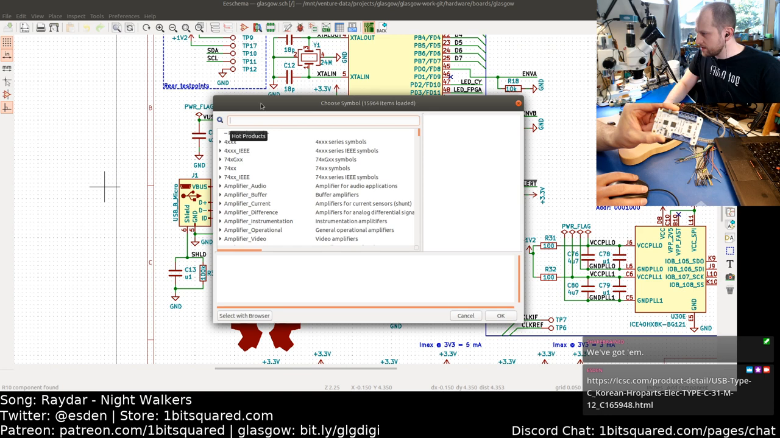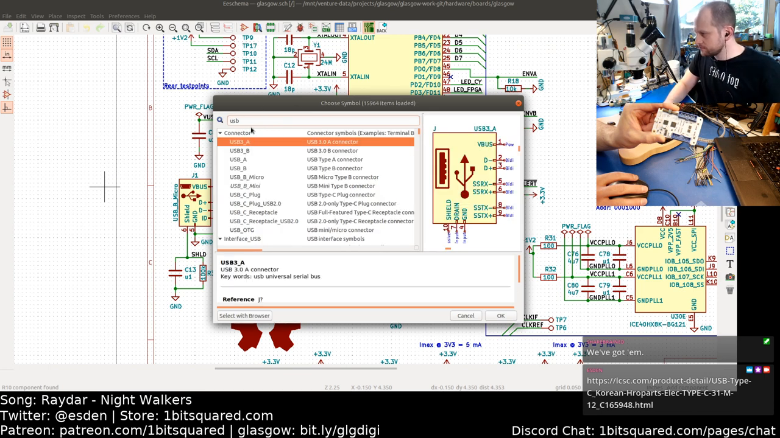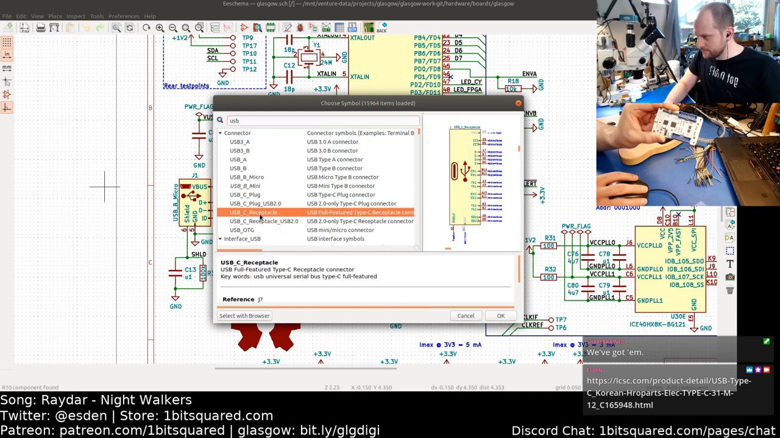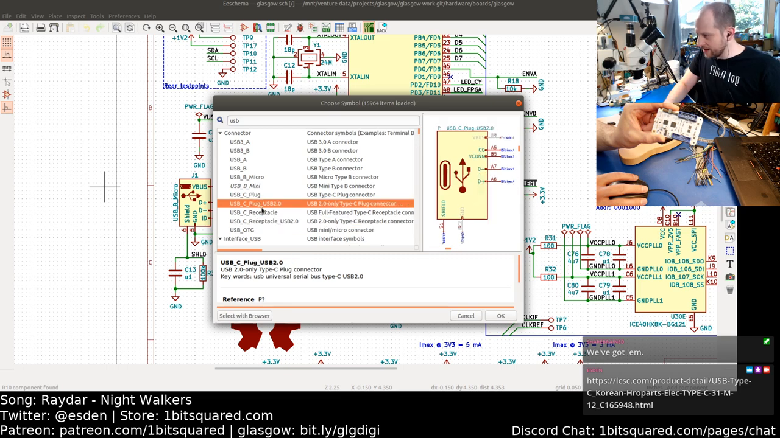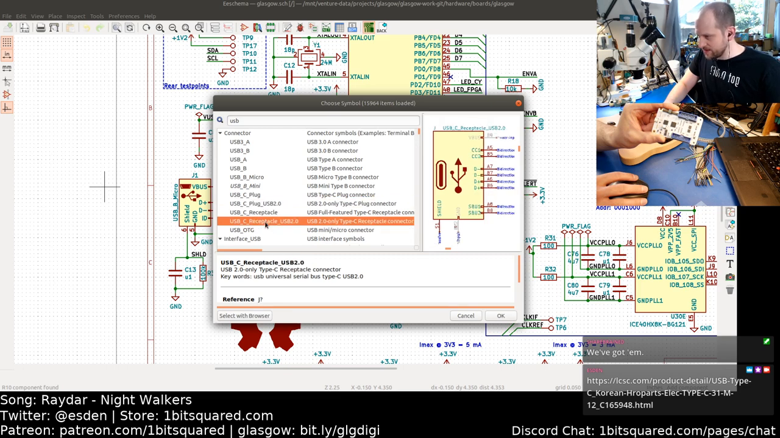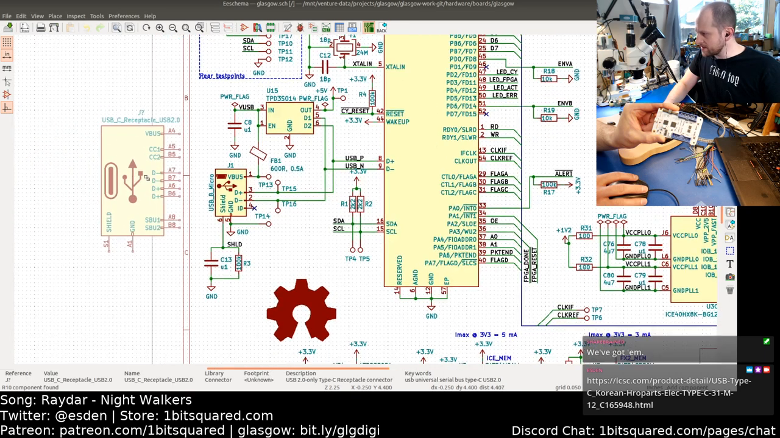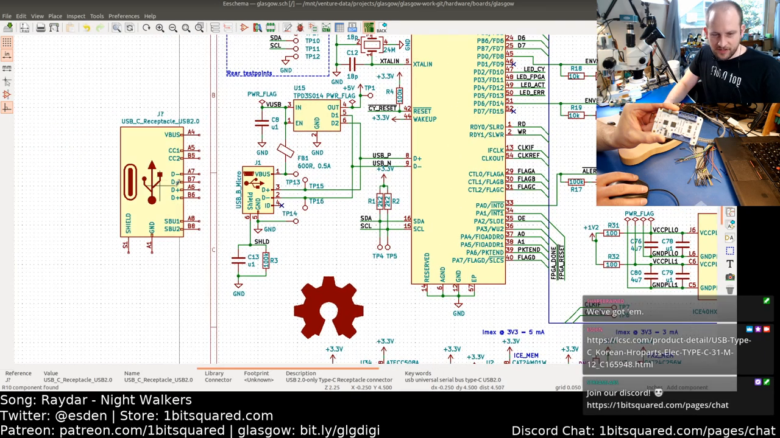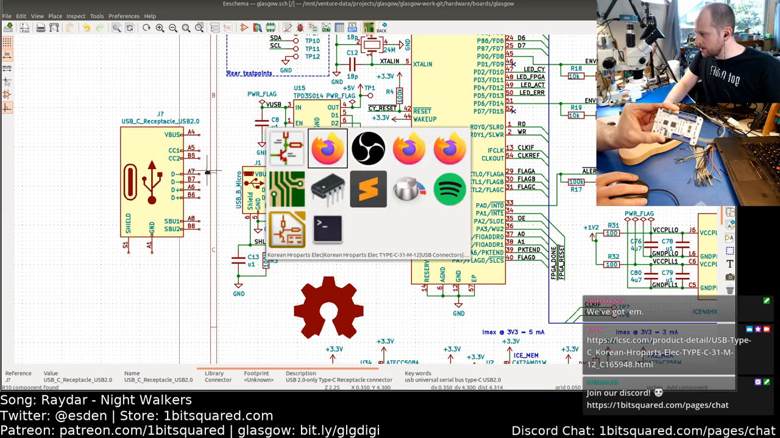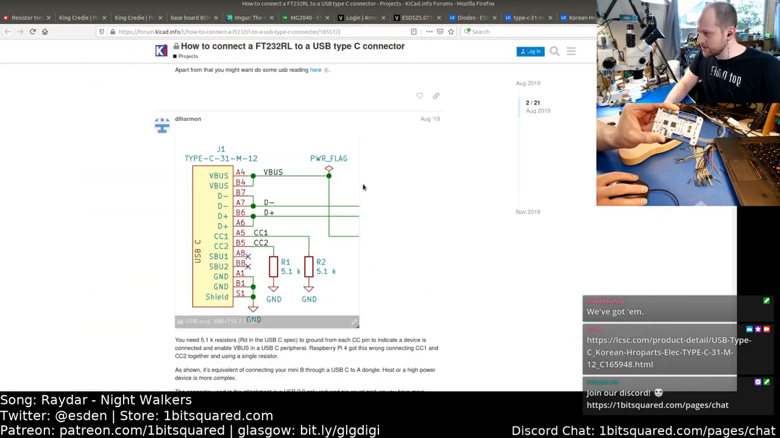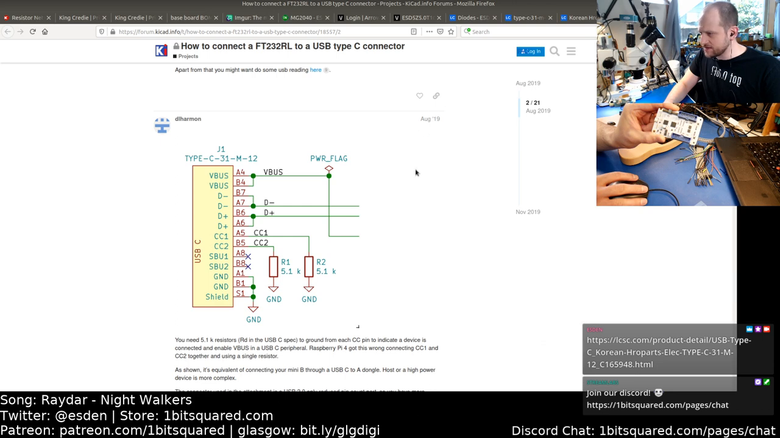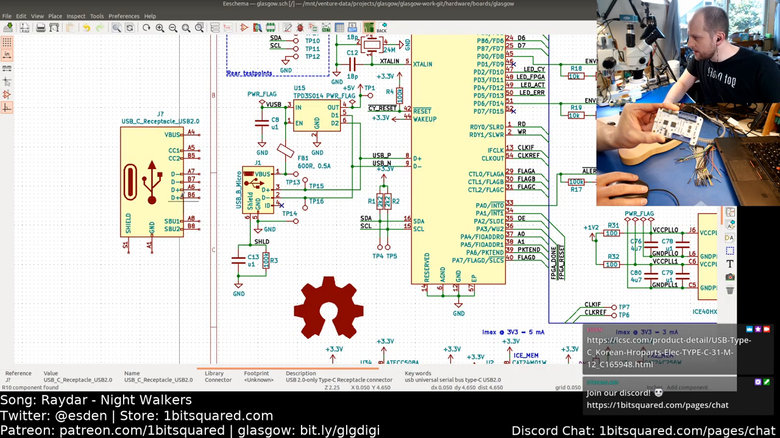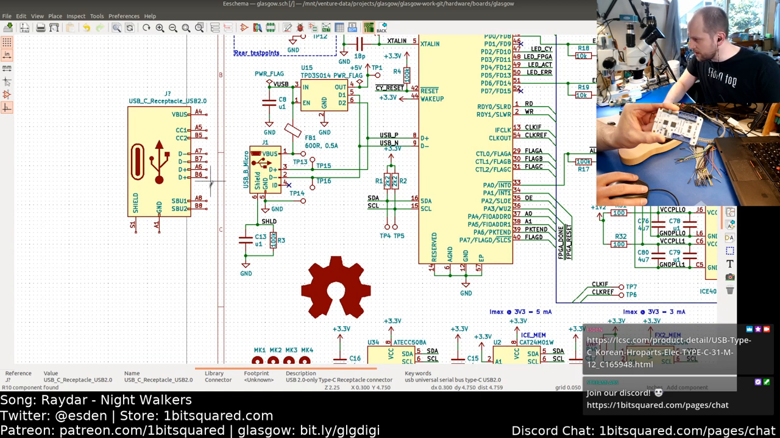Then let's do the USB-C. So there's a plug, even 2.0, but there's also a USB-C receptacle. Oh, that's an updated one. That looks nicer than in the post here. This post is from August 19th, so I think that was last year. So this is an updated symbol, which is nice. And we will call it J12 when we are done.